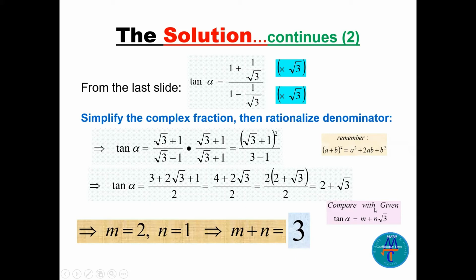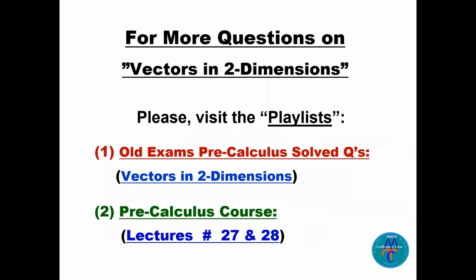Now compare with the given: tan of alpha is equal to m plus n square root of 3. So m will be 2 and small n will be 1. So when you add m plus n, it will be 3. For more questions on vectors in 2 dimensions, you can see the old exams pre-calculus solved questions or the pre-calculus course lectures 27 and 28.